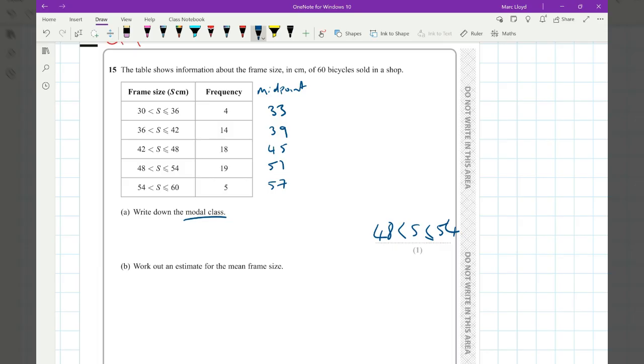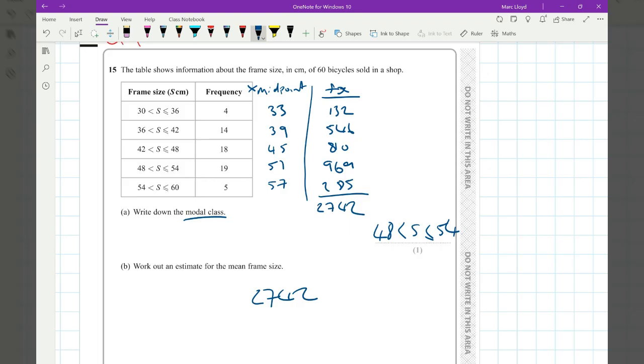Okay, we now need to multiply frequency and midpoint to get FX. So we're going to do 4 times 33, 132. 14 times 39, which is 546. 18 times 45, 810. 51 times 19, 969. And then 57 times 5, which is 285. Right, we add those up: 285 plus 969 plus 810 plus 546 plus 132. I get 2,742.